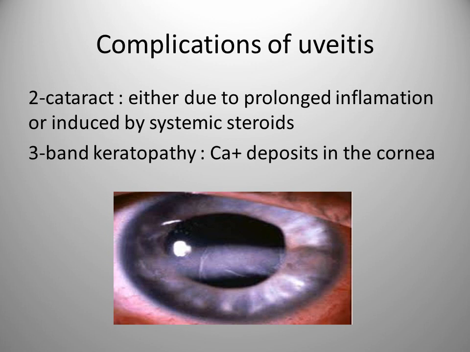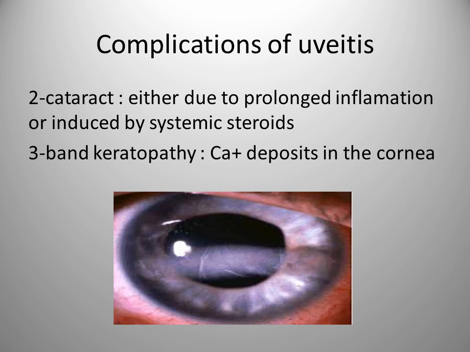The second complication for uveitis is development of cataract. As you know the lens in order to maintain its own clarity it needs very special media, certain pH, certain concentration of minerals. These will be changed by the presence of chronic inflammation and this may lead to development of cataract. Also steroids, usually systemic steroids and also local steroids to a lesser extent, might lead to development of cataract. The type of cataract in uveitis mostly is in the form of posterior subcapsular cataract.